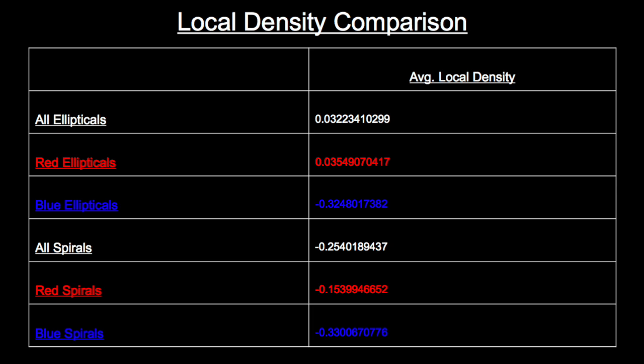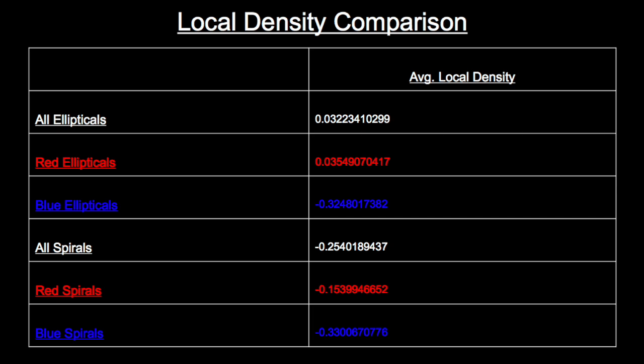This chart shows the average local density of various types of galaxies, that is, how many galaxies are close by. Larger numbers mean more galaxies are close by, smaller numbers mean fewer galaxies are close by. This information shows that both red ellipticals and red spirals are in more dense areas than the average elliptical or spiral. Both blue ellipticals and blue spirals are in less dense areas than the average elliptical or spiral. Therefore, red galaxies are found in more dense areas, and blue galaxies are found in less dense areas.